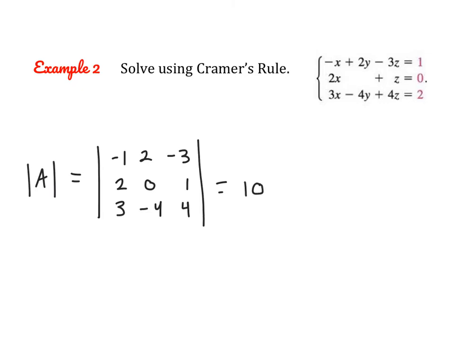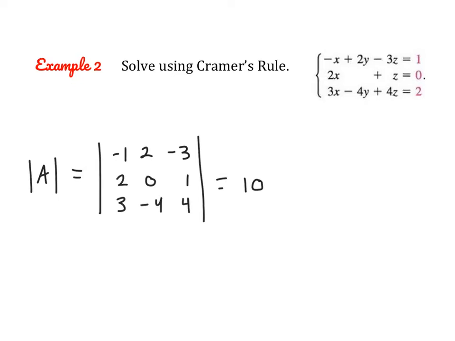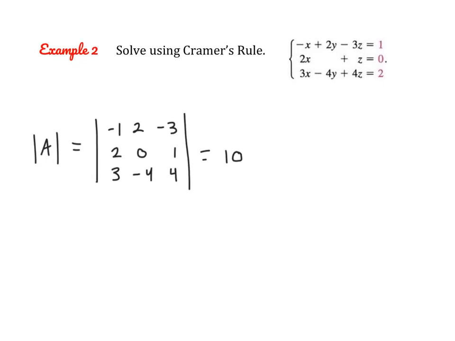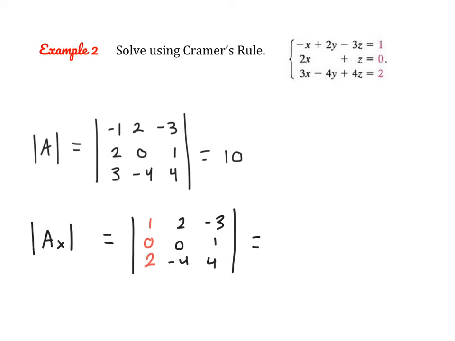If you need a review of how to find the determinant of a 3 by 3, make sure you go back and watch the last video on finding the determinants of larger square matrices. But here we're just going to go through a little bit quicker. Now I need to find the determinant of A sub x. I'm going to replace my x column with my constants. Everything else stays the same. And the determinant of that matrix should be 8.